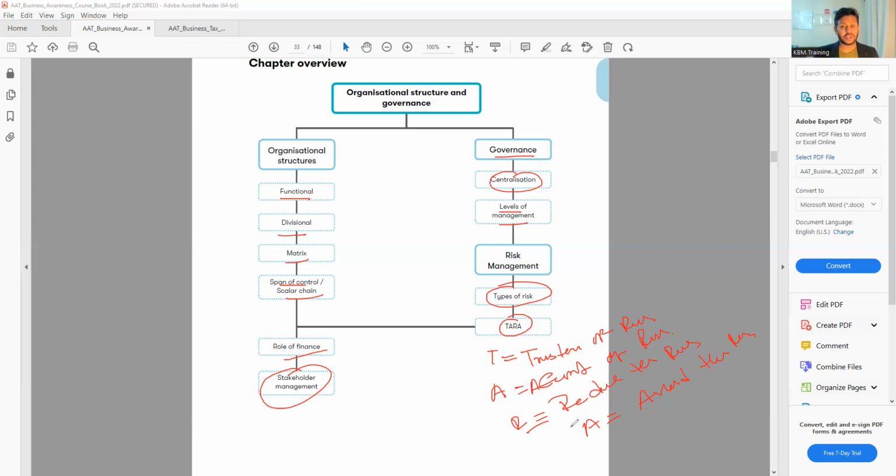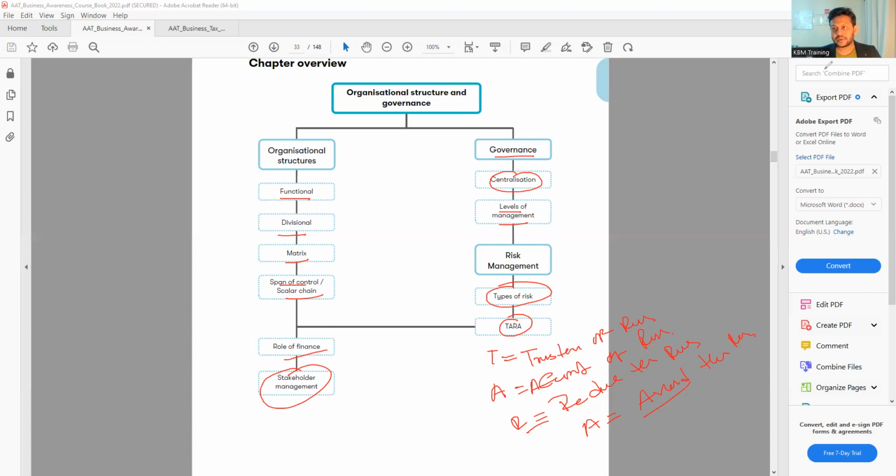Now, if you cannot reduce it at all, then finally you have to avoid the risk. How do you avoid the risk? You don't do that. That's the only way we can avoid the risk. So we have 4 options. Either we accept the risk, or we transfer the risk, or reduce the risk, or finally we have to avoid the risk, not do that work or not take that project.